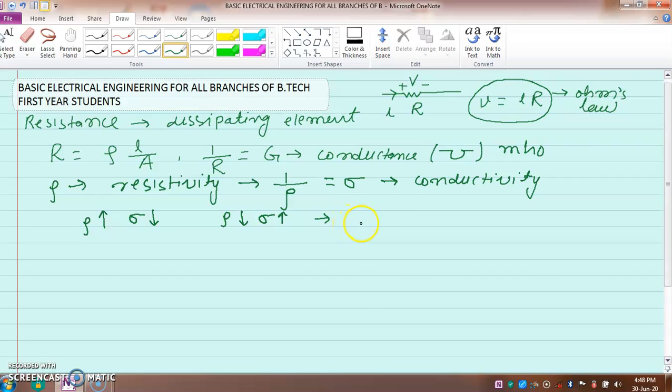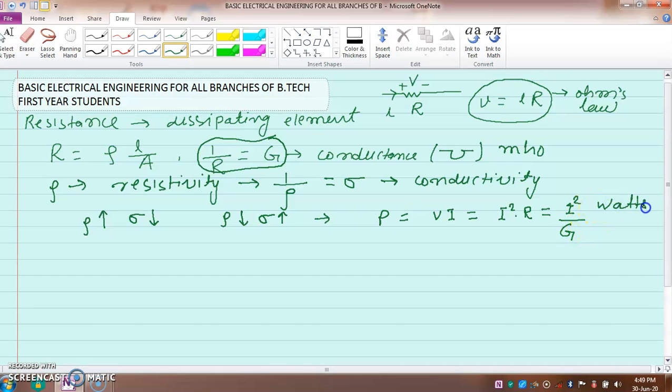So now power, for which three relations are already written: V multiplied by I is power. It is also equal to I square multiplied by R. If you convert this into conductance, what can you write? 1 by R is called G, so 1 by G is R. So I square divided by G, you can write I square R in terms of conductance. The unit is again watts. Power unit is watt.